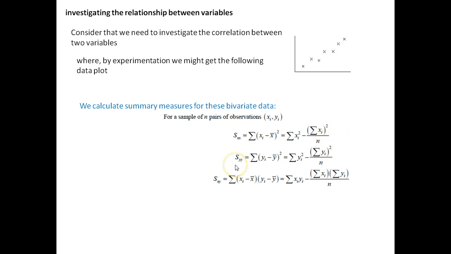Similarly, Syy is worked out as the sum of each y that's been squared minus the sum of y all squared divided by n, and Sxy is worked out as the sum of each product of xy minus the sum of x multiplied by the sum of y divided by n. These are given to you in the information book and are used to work out any correlation.